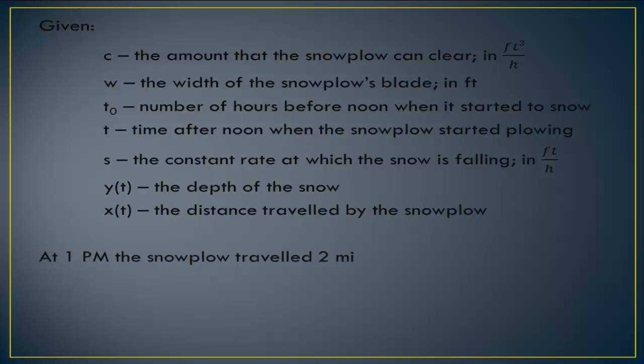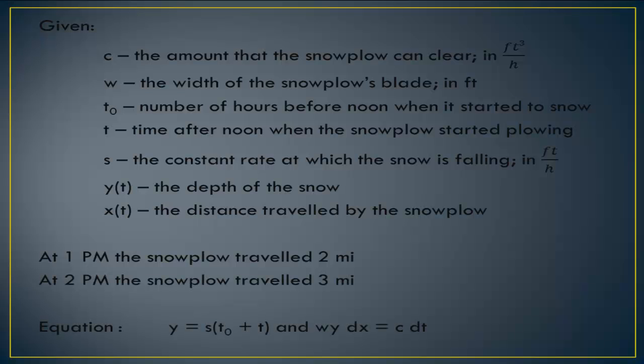At 1 p.m. the snowplow traveled 2 miles. At 2 p.m. the snowplow traveled 3 miles. And the equations: y equals s(t sub 0 plus t), and w y dx equals c dt.